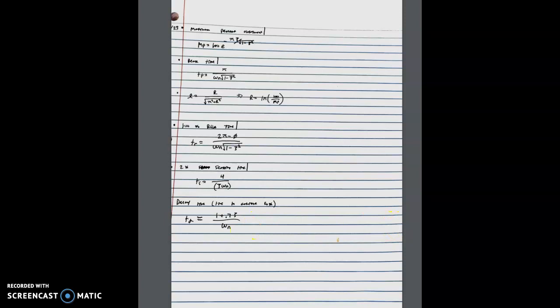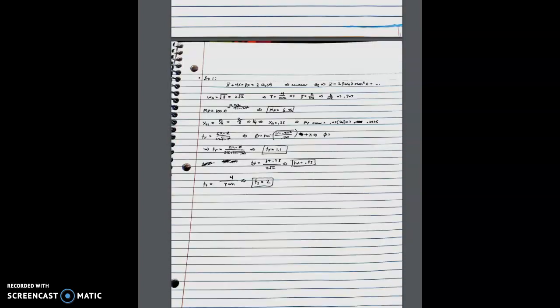We are then able to use these equations to solve example problems like this one with a second order ODE. We first must find our omega n and then our damping ratio, which we can then use to find our MP using these variables, and then later finding all of our other variables like TR, TD, and also TS.